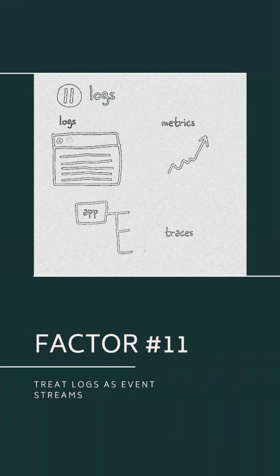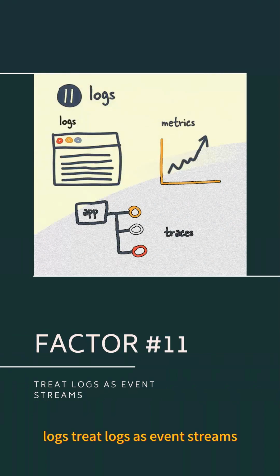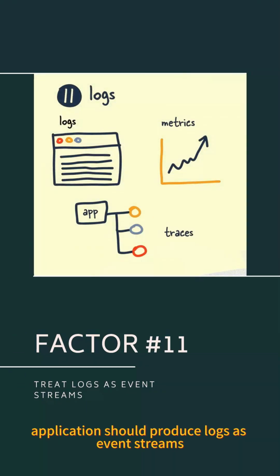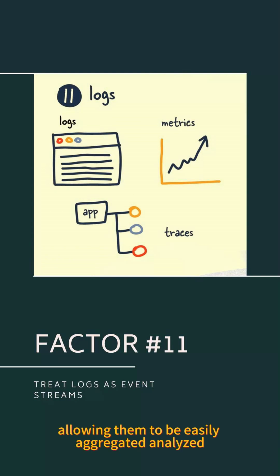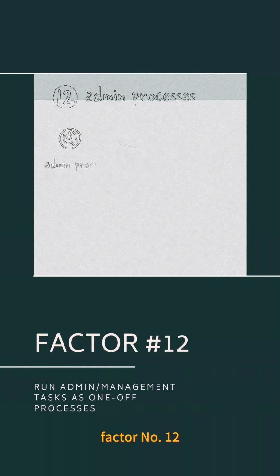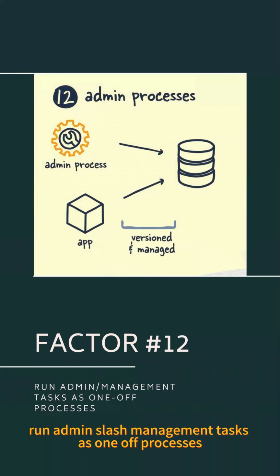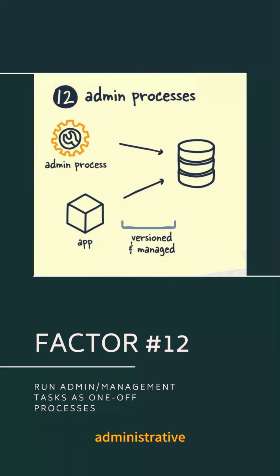Factor number 11. Logs. Treat logs as event streams. Applications should produce logs as event streams, allowing them to be easily aggregated, analyzed, and monitored. Factor number 12. Admin processes. Run admin/management tasks as one-off processes. Administrative tasks should be run in an environment that mirrors production, using one-off processes rather than long-running daemons.